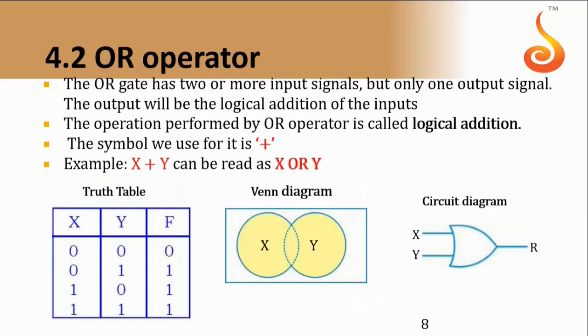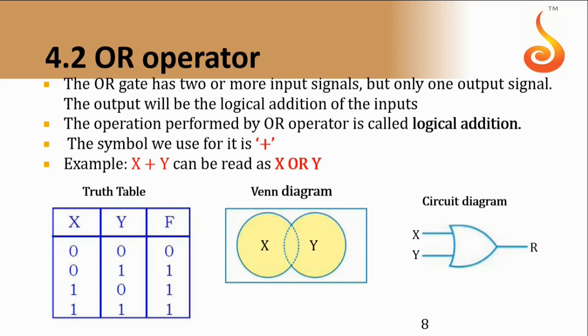Next is OR, which performs logical addition. This is the symbol of the OR gate, where the result is nothing but x plus y. x and y can have four different combinations, written in four rows. Where x is 0 and y is 0, both are low, and only then will the logical addition evaluate to 0. Otherwise, if one of them is true, it will evaluate to a true value.